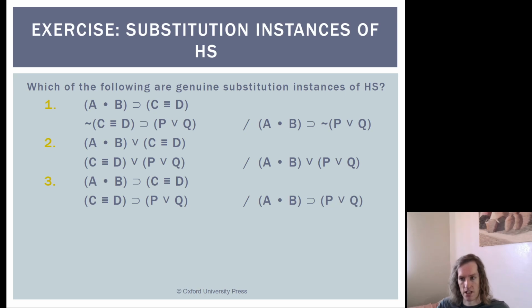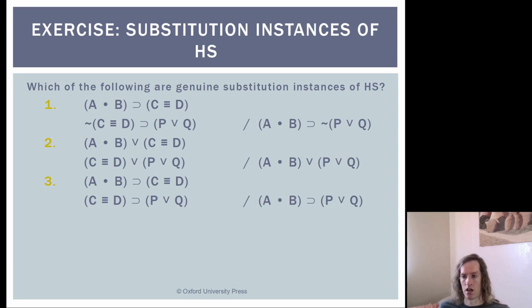Let's work with some examples here. Which of the following are genuine substitution instances of hypothetical syllogism? In the first example, we have if A and B, then C if and only if D. Our second premise is it's not the case that C if and only if D, therefore P or Q. And the conclusion is if A and B, therefore it's not the case that P or Q.